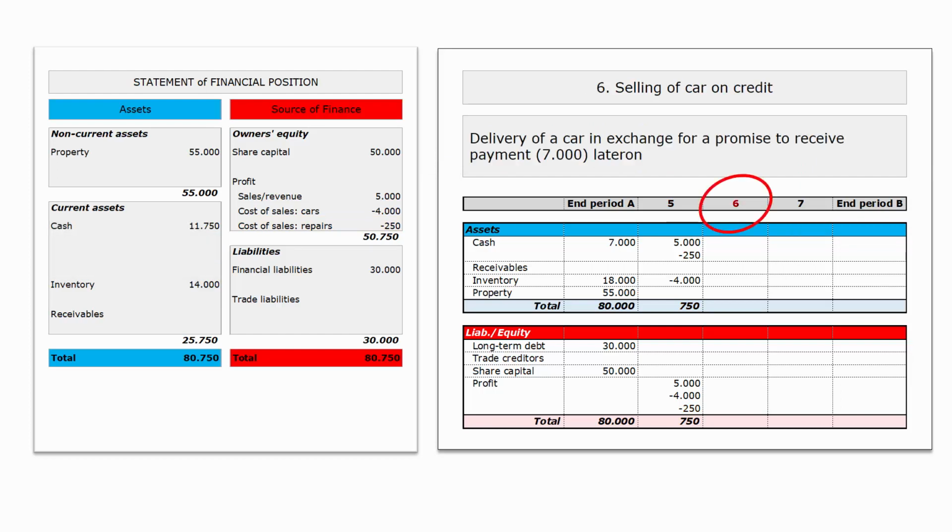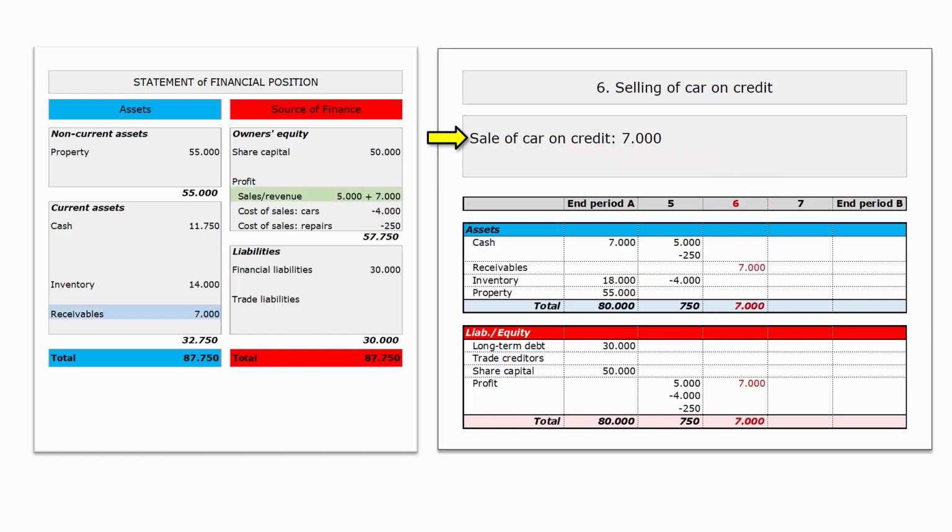Now, suppose Reliable Runner sells another car, this time for €7,000, and allows the customer credit. The company delivers the car in exchange for a promise to receive payment in the future. The transaction would appear in the balance sheet as an increase in equity and an increase in a new form of current asset, a receivable. This is a promise to receive payment at a later date and is just as valuable as cash, as long as you can expect the receivable to be paid.